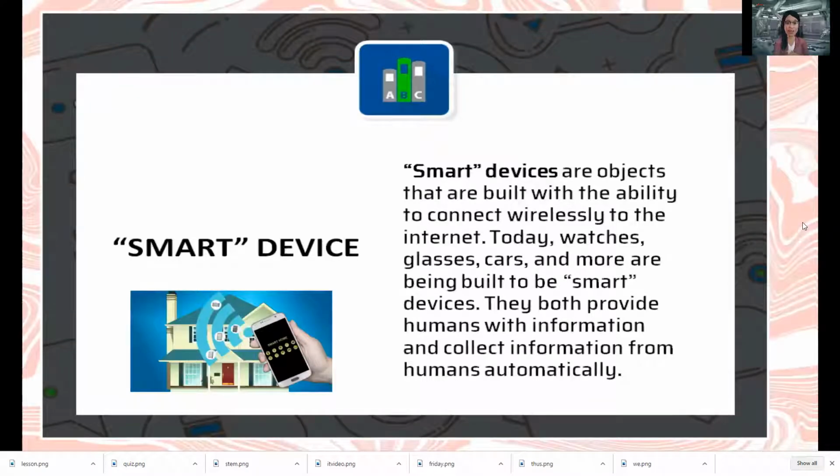Smart device. Smart devices are objects that are built with the ability to connect wirelessly to the internet. Today, watches, glasses, cars, and more are being built to be smart devices. They both provide humans with information and collect information from humans automatically.